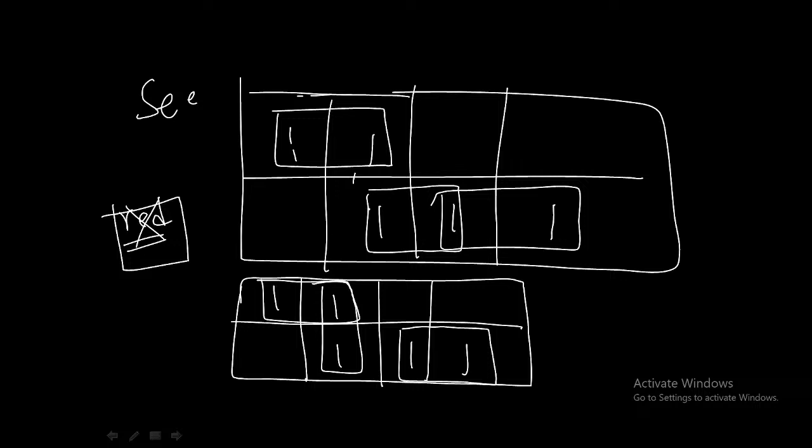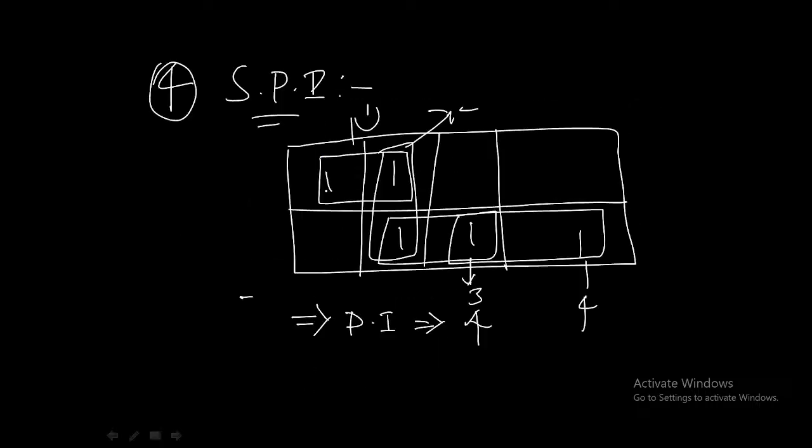Okay, so these are the different types of implicants which are present in the K-maps: prime implicants, essential prime implicants, redundant prime implicants, and selective prime implicants. Now let us take some examples and analyze these types of prime implicants.